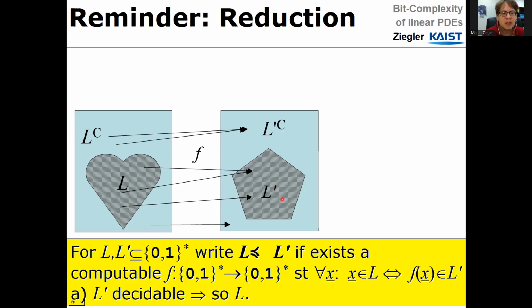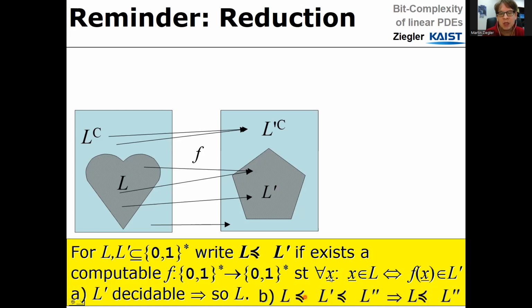If the second decision problem is decidable, and if the translation is computable, then also the first one is decidable, and thus justifying this kind of partial order symbol, meaning that the first decision problem is not harder than the second. It's at most as hard, less or equal in terms of computability hardness.